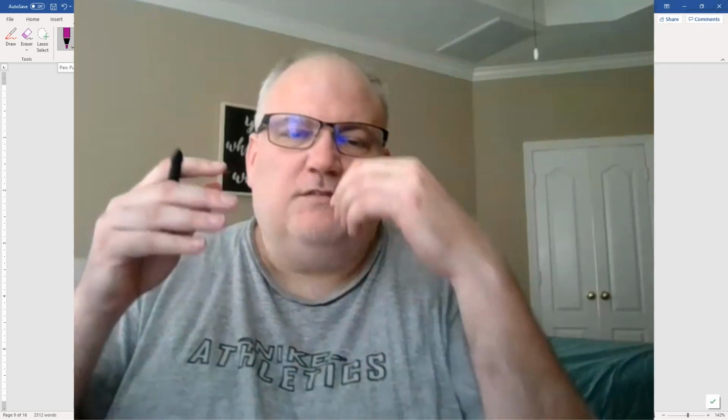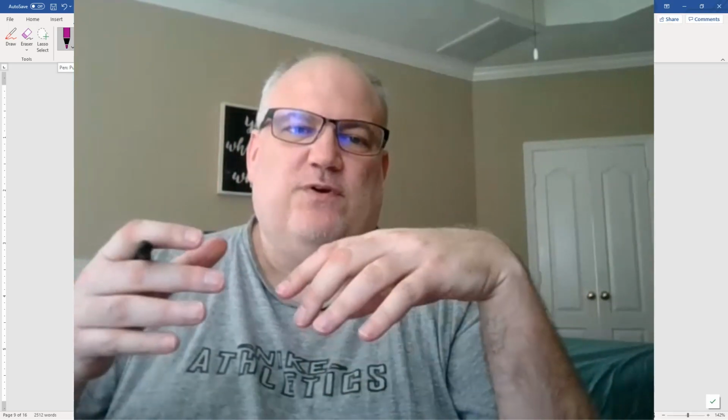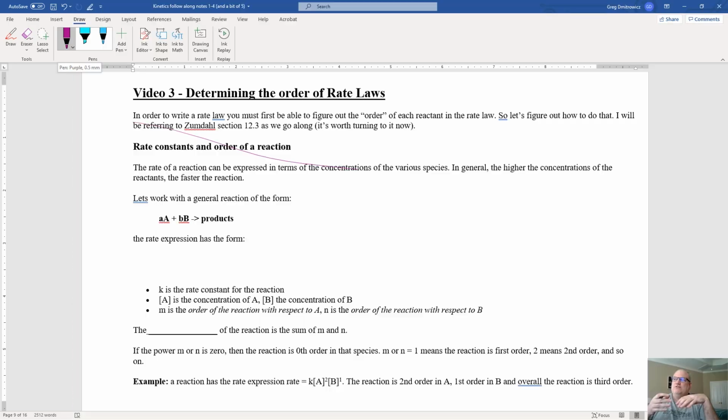Okay, now we start with the fun stuff, and we're going to actually try and figure out how to determine the order of a rate law based on data. So let's go back to what we were doing before, and I would suggest if you could open up 11.3.